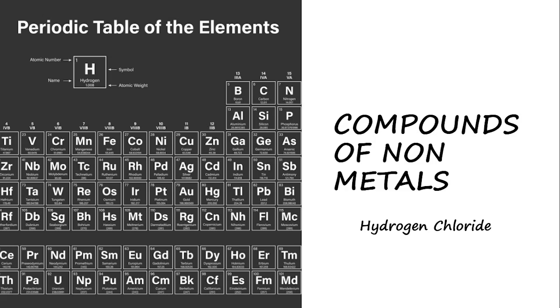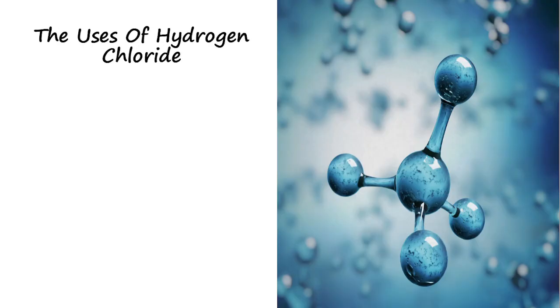Our chapter is compounds of nonmetals, and we're still discussing hydrogen chloride. In our previous video, we saw the preparation of this, specifically how it can be prepared in the laboratory. Then we saw the various properties of hydrogen chloride. So today, let's cover the various uses of hydrogen chloride. We'll discuss them in brief.